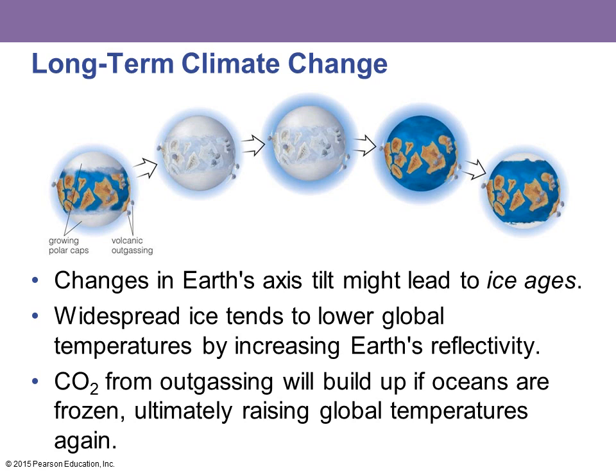So as far as long-term climate change, the changes in the Earth's axis tilt might lead to ice ages. Widespread ice tends to lower global temperatures by increasing the Earth's reflectivity, which makes sense. Ice and snow is white, so that will reflect more light. And CO2 from outgassing will build up if oceans are frozen, ultimately raising global temperatures again. So these climate changes are kind of interdependent, where one can cause another result.